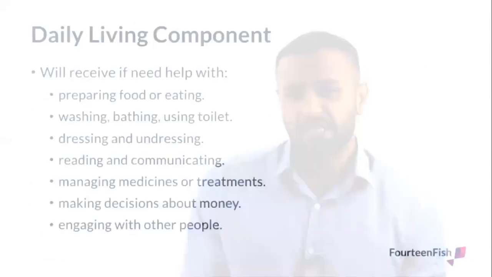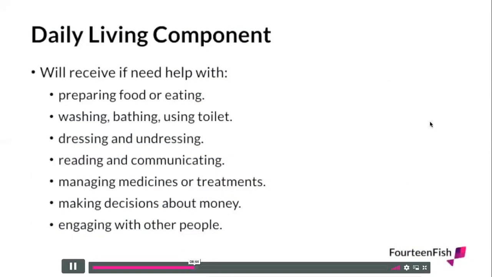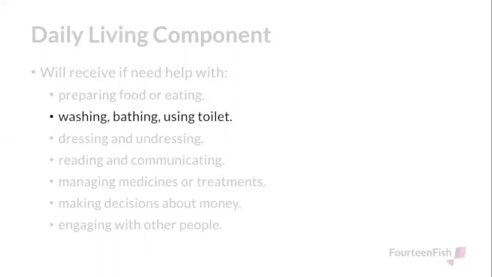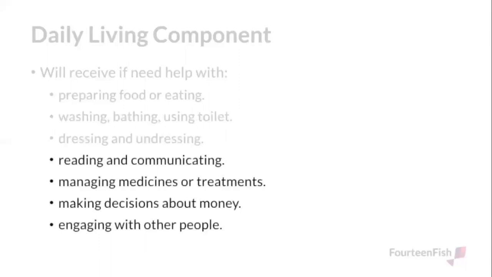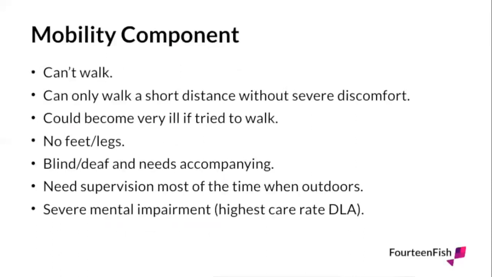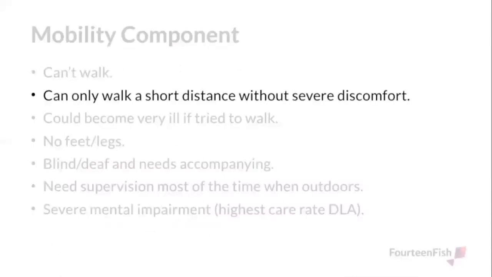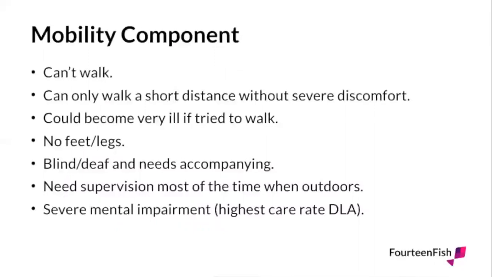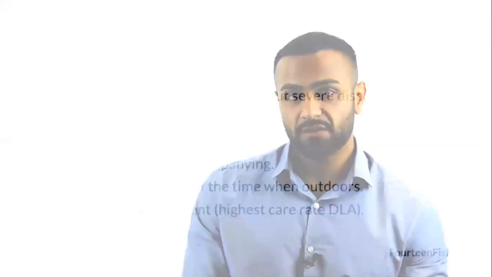So there's a daily living component, and they will receive support and funding if they need help with preparing food or eating, washing, bathing, using the toilet, dressing and undressing, basically their day-to-day activities of daily living. The second component is the mobility component, and patients will be assessed whether they're able to walk, if they can only walk a short distance without severe discomfort, if they could become ill if they walked certain distances, or, for example, if they are amputees.